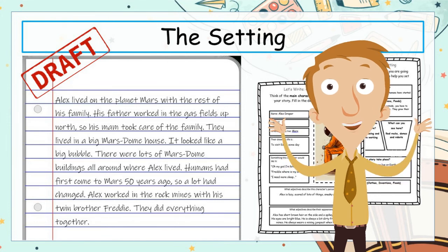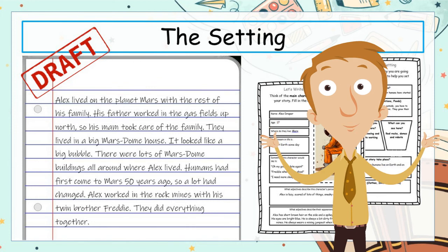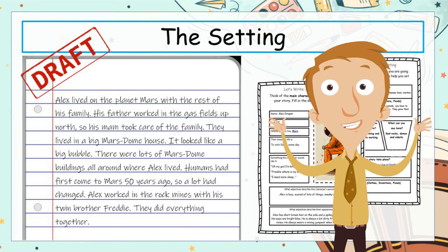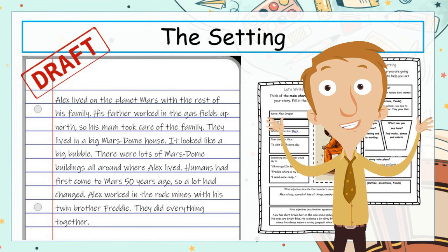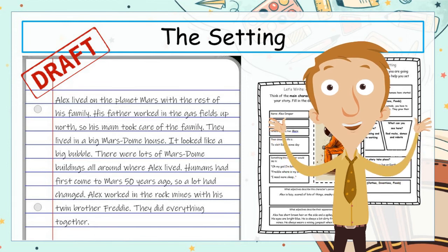And I think the setting of Mars, with the domes, has some pieces from my planning sheet that I wanted to put in there. So I'm happy enough with that for my setting. Let's move on to part 2 of the story.